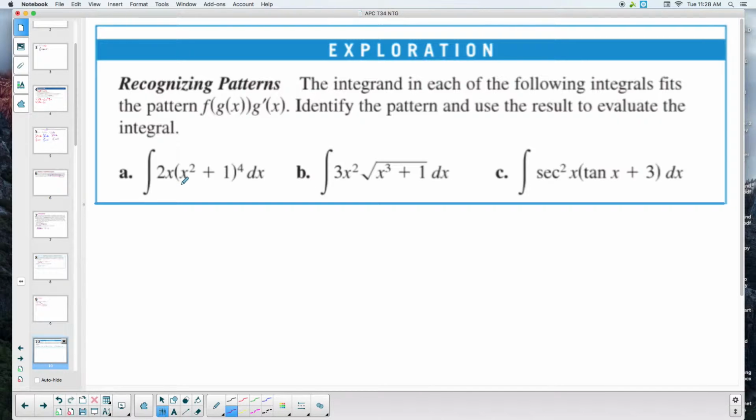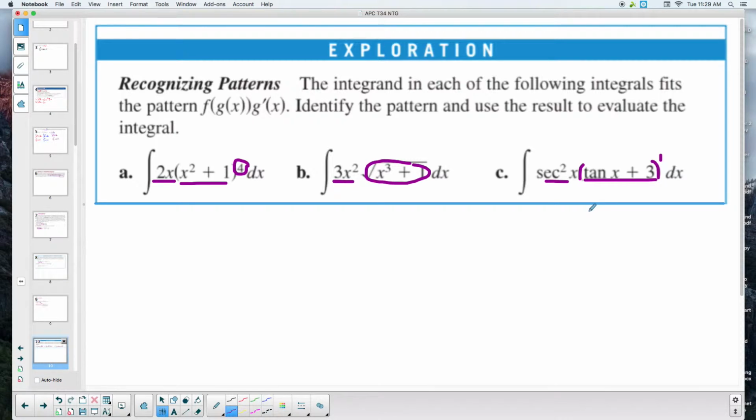All right, so here we got x squared plus 1 inside of a fourth power. Well, what's the derivative of x squared plus 1? Well, that is 2x. So this fits that pattern. We got a composite function, a function inside of the fourth power, multiplied by that 2 times x. Here we got a function inside of a cube root, x cubed plus 1. Derivative of x cubed plus 1 is 3x squared. We have a function inside of a function, and it's actually just a set of parentheses. So it's to the first power. And then we have the derivative of tangent x plus 3 is secant squared x.